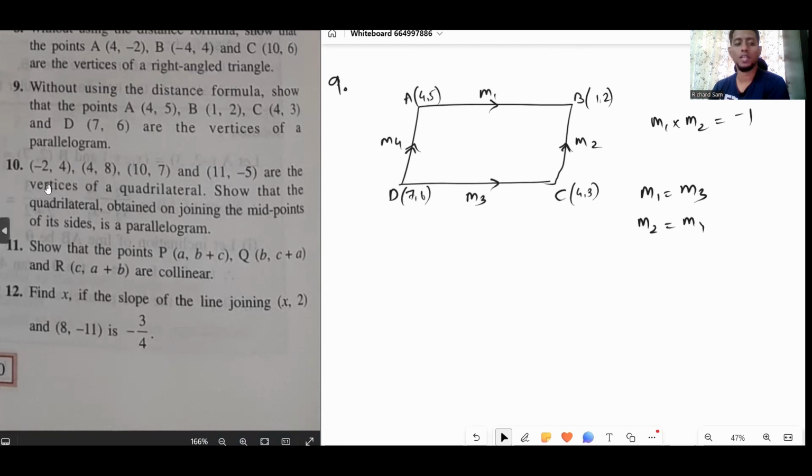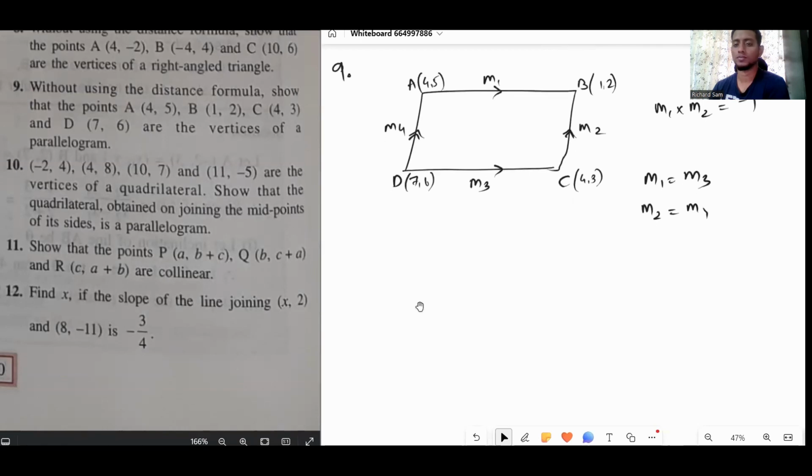These 4 points are the vertices of a quadrilateral. Quadrilateral means what? 4 sides. 4-sided shape. So 1, 2, 3, 4. Some shape. It's not of any particular type. It's not a parallelogram. It's not any regular shape. It's just a 4-sided shape. That's a quadrilateral. Show that the quadrilateral obtained on joining the midpoints of its sides is a parallelogram.